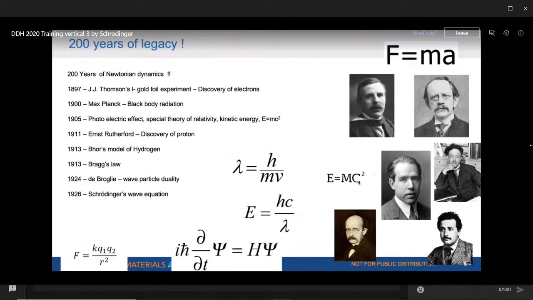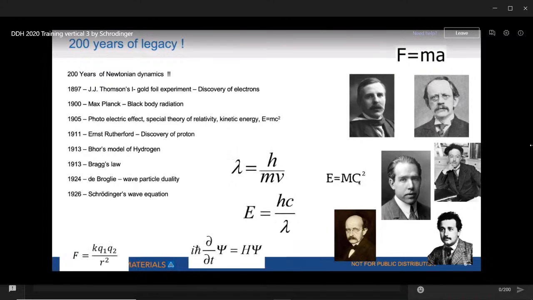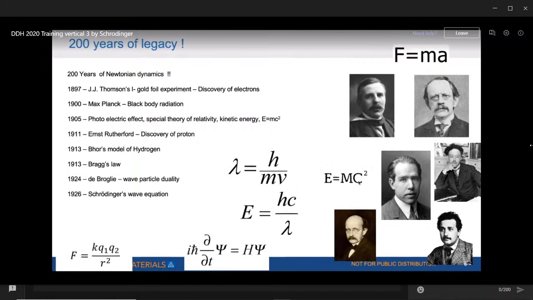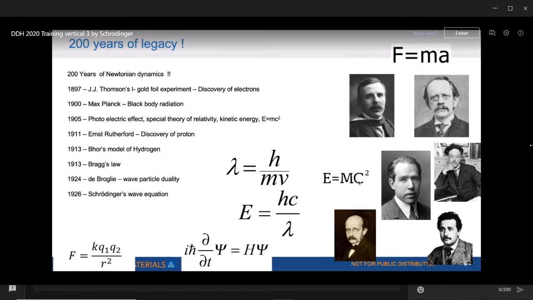Then came along a band of bandits. These guys started to discover what is there at the atomistic level. They started looking into the atom. They found the atom is 99.94 percent empty, so only 0.06 percent is filled with some mass. The rest of the atom is completely empty. Then they found that in the core they have protons and neutrons, and electrons are going around it.